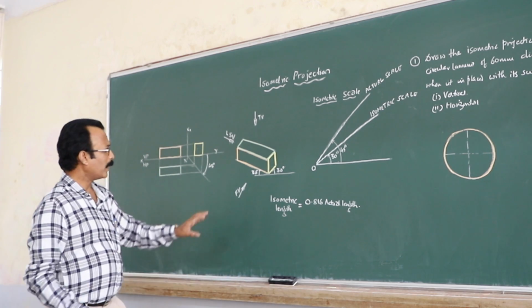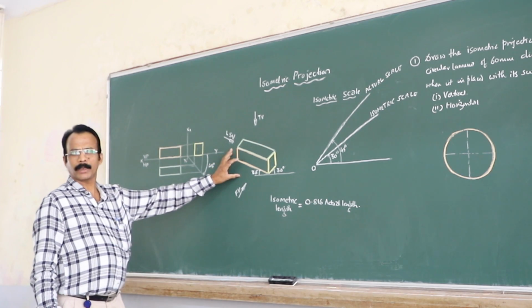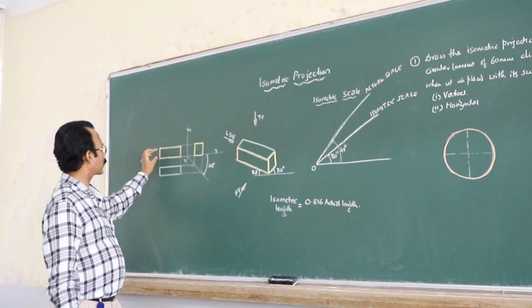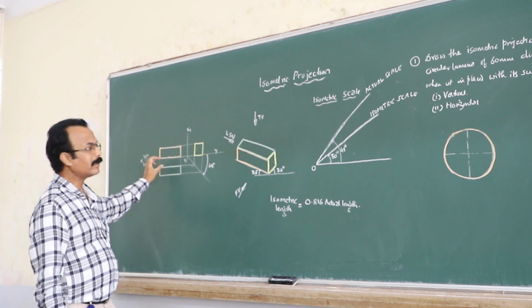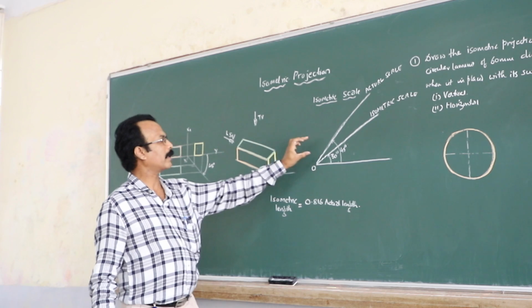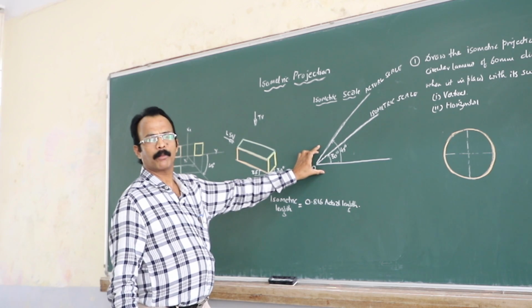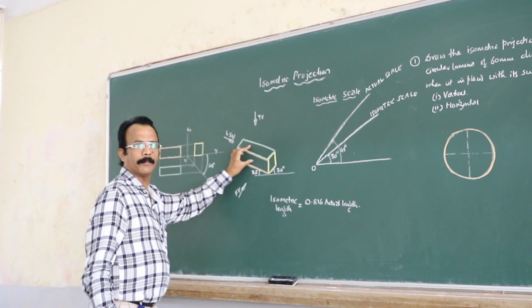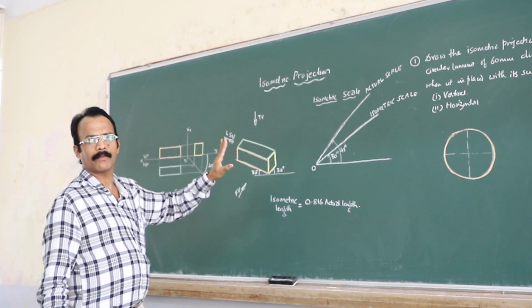So whenever you are drawing this isometric projection, you must take the distances, length or height or breadth, etc., from the orthographic projection, get it converted with the help of the isometric scale, and then draw this isometric projection, right? That is the basic thing that you have to remember.